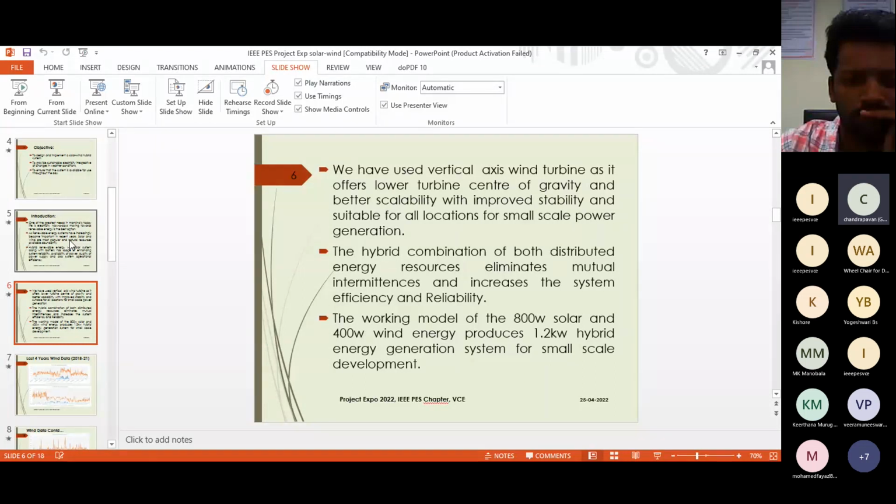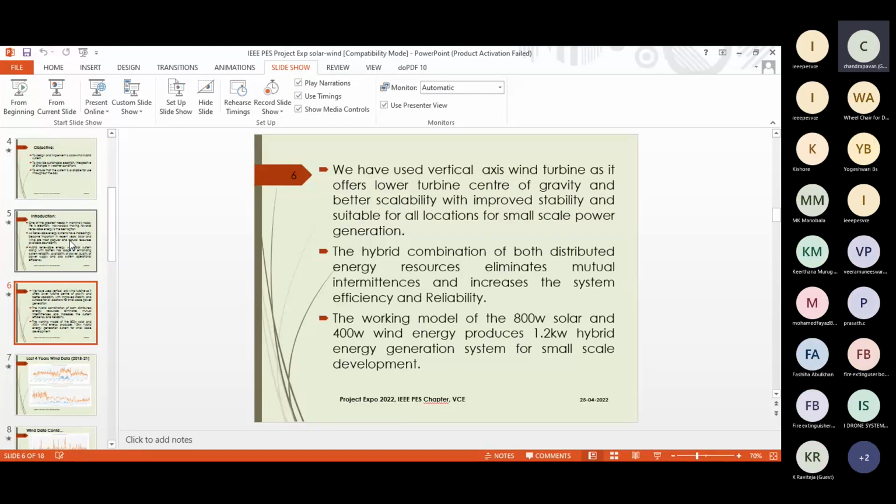We have chosen the hybrid combination of solar and wind systems, which eliminates the mutual intermittence and increases the system efficiency and reliability. In our project, we have implemented a working model of solar, which is 800 watts. We have used two polycrystalline solar panels of 400 watts output each, and wind energy which produces 400 watts, and the total energy combined is a 1.2 kilowatt hybrid energy generation system. It is used for small scale development.